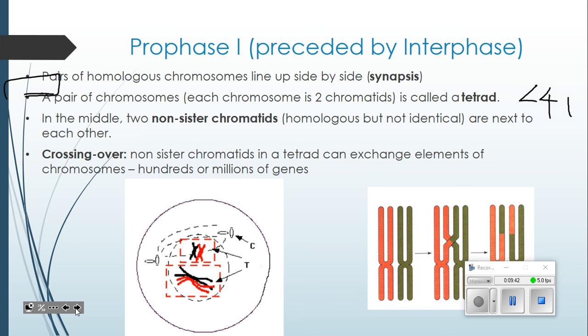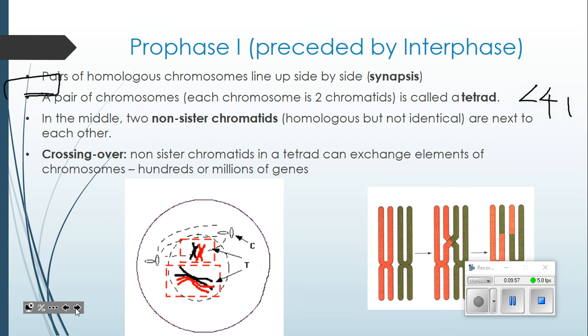Now, that was a bunch more words. Anyone want to ask anything about those words so far? Okay, so we got a pair of homologous chromosomes. They make a tetrad. In that tetrad, there are 4 chromatids.